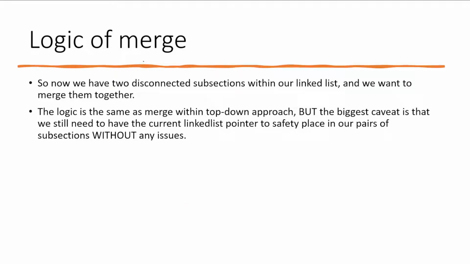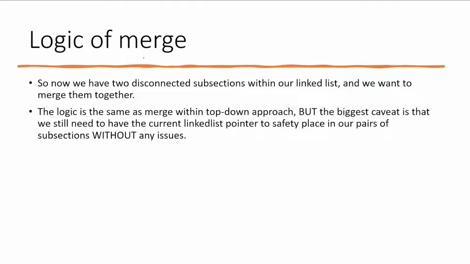Now I'm going to talk about the merge function. This is going to talk more about that logic of the merge function. Before, we were focusing only on the subgroup split function. So now we have 2 disconnected subsections within our linked list and we want them to merge together. If we think about the logic for this merge and the top-down approach, they're going to be the same. The only caveat is that we still need to have the current linked list pointer to safely place in our pairs of subsections without any issues.